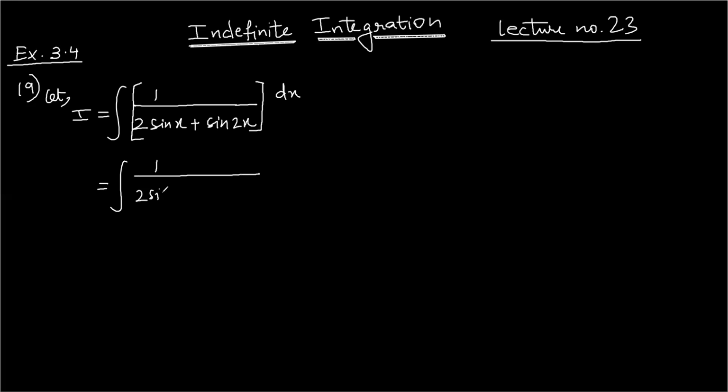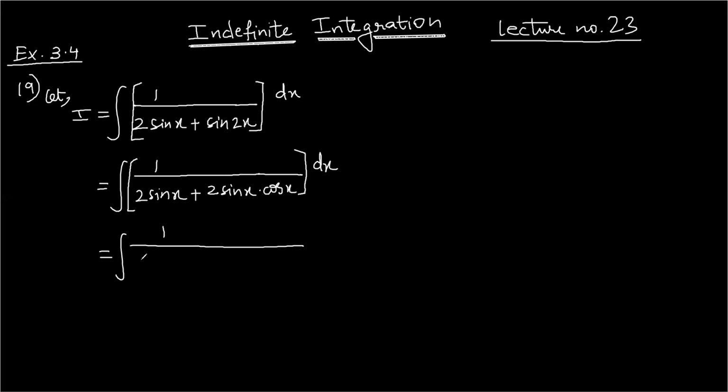I write this as 1 upon 2 sin x plus sin 2x, and sin 2x I can write as 2 sin x cos x. Now I will take 2 sin x common. So when I take 2 sin x common, I get 1 plus cos x and dx.